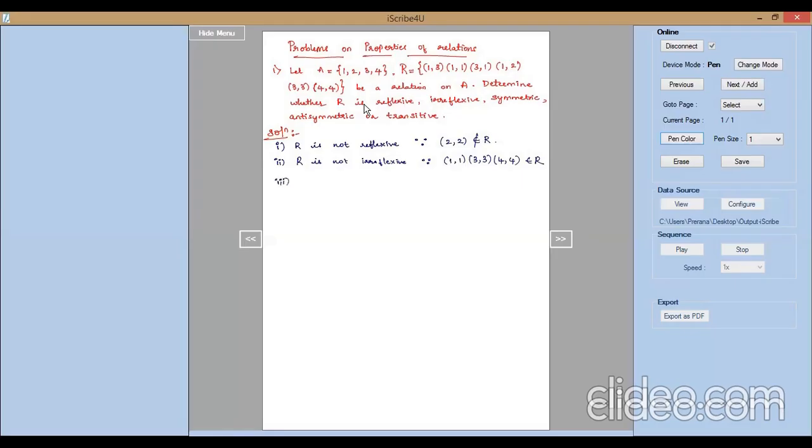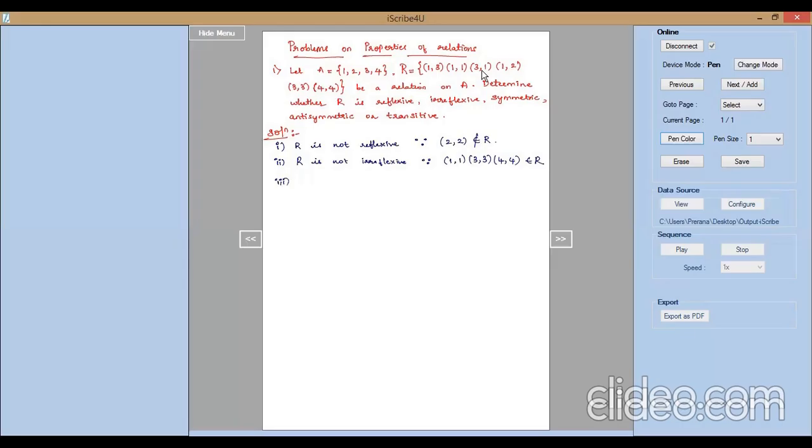The third one is to talk about symmetric. We recall the definition for symmetric. It says that a relation R on a set A is said to be symmetric whenever (a,b) belongs to R, (b,a) also should belong to R. So suppose (1,3) belongs to the relation R, then (3,1) also should belong to the relation R. So it is satisfying for (1,3), (3,1).